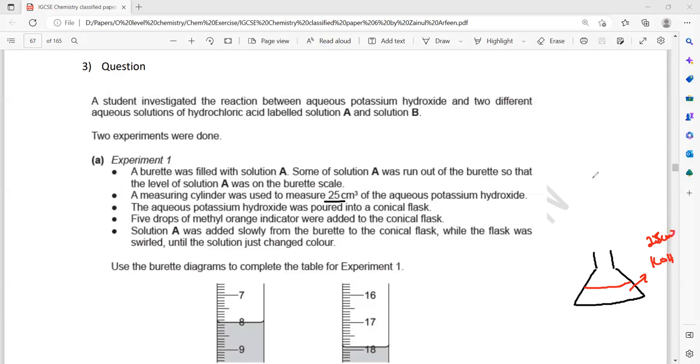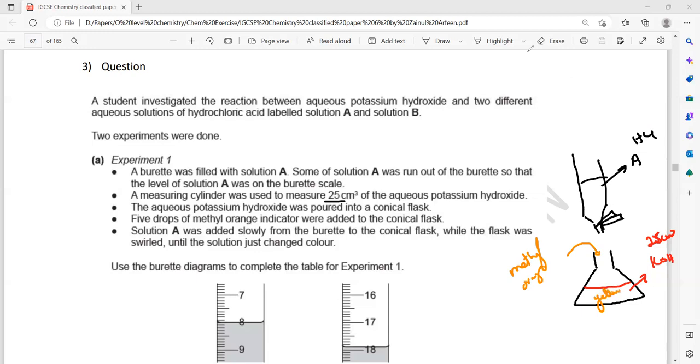And in the first experiment, the burette was filled with solution A of HCl. Then a few drops of methyl orange indicator were added. So what will be the color of methyl orange initially? Methyl orange is yellow in alkali. Because we have methyl orange in the conical flask, the initial color will be yellow.